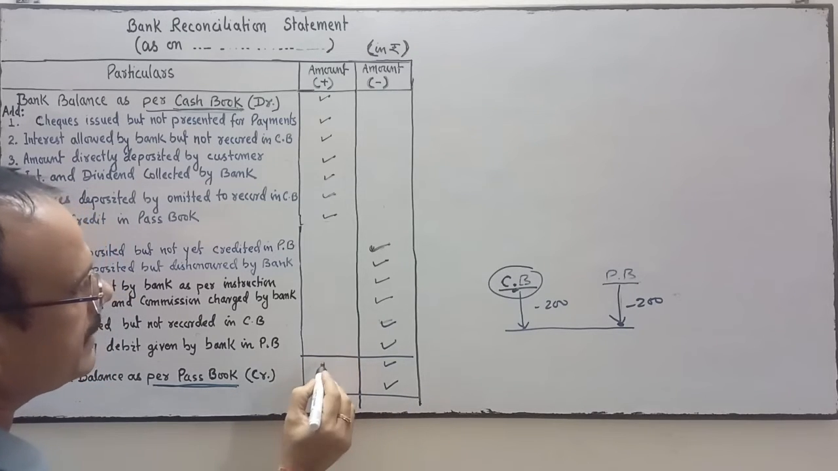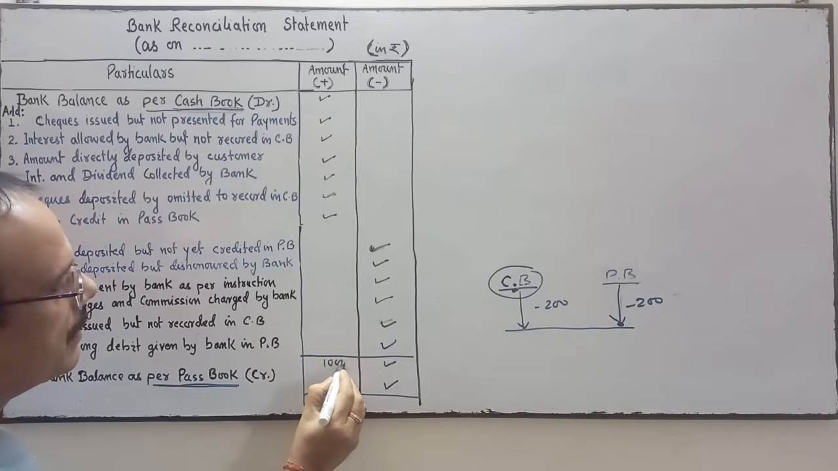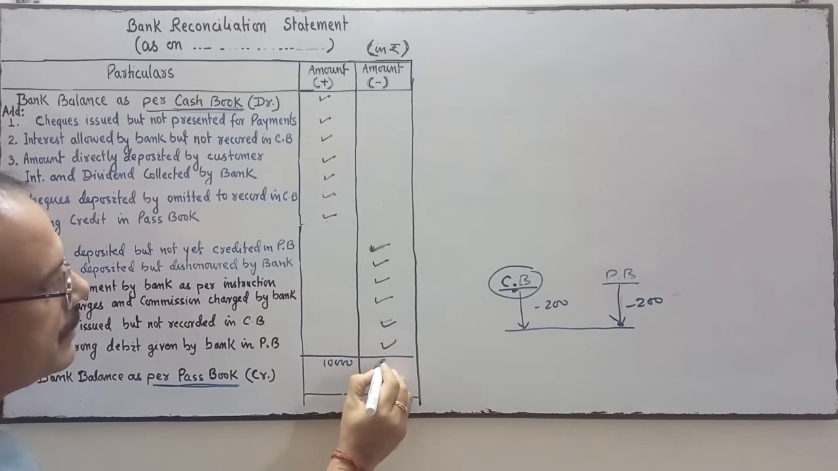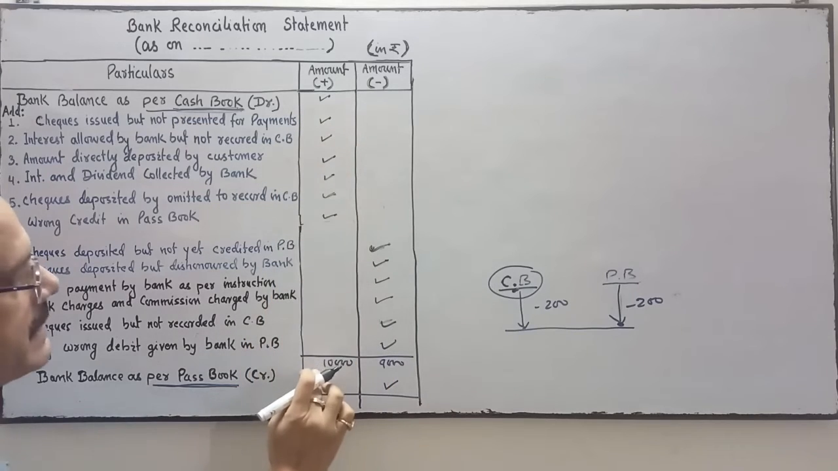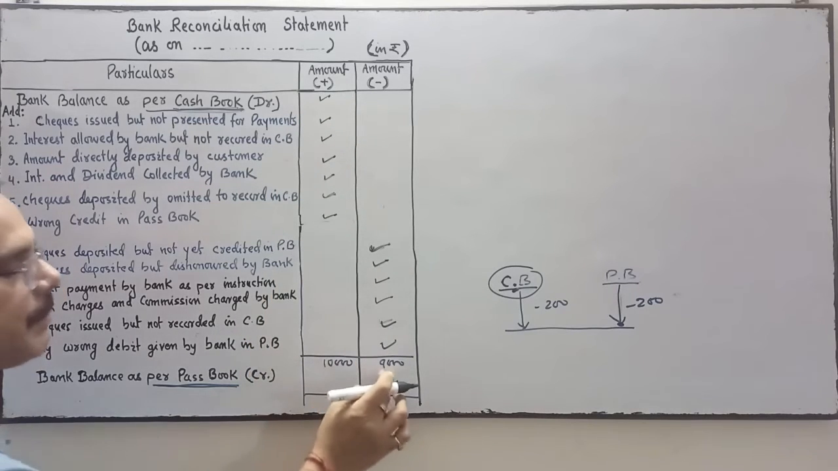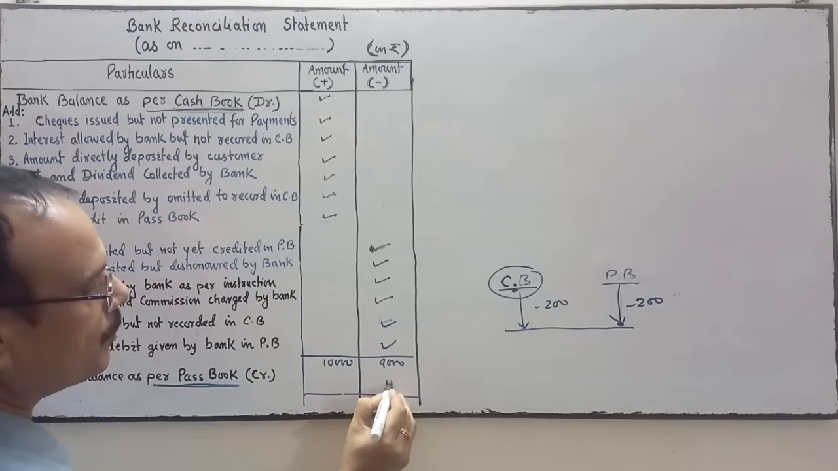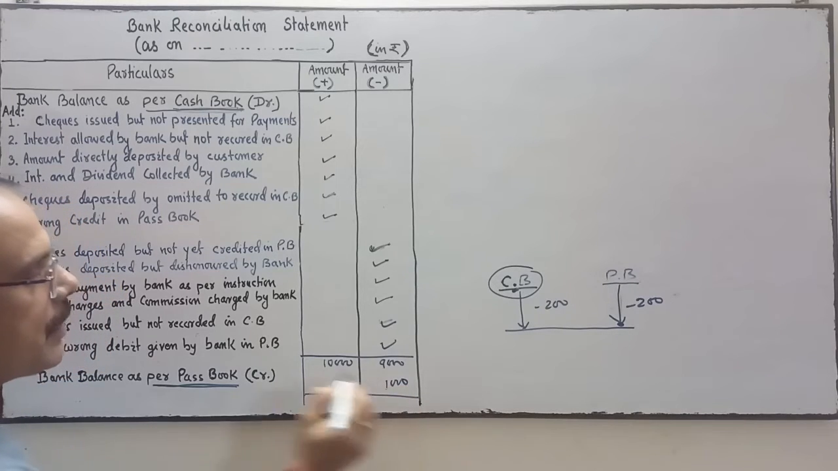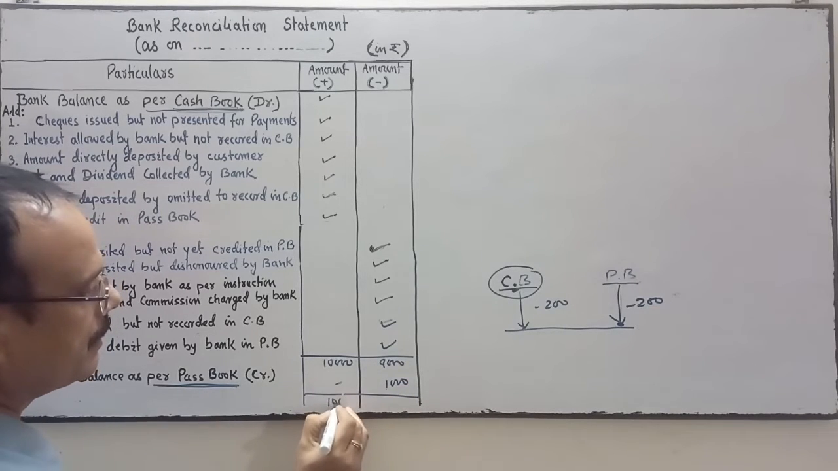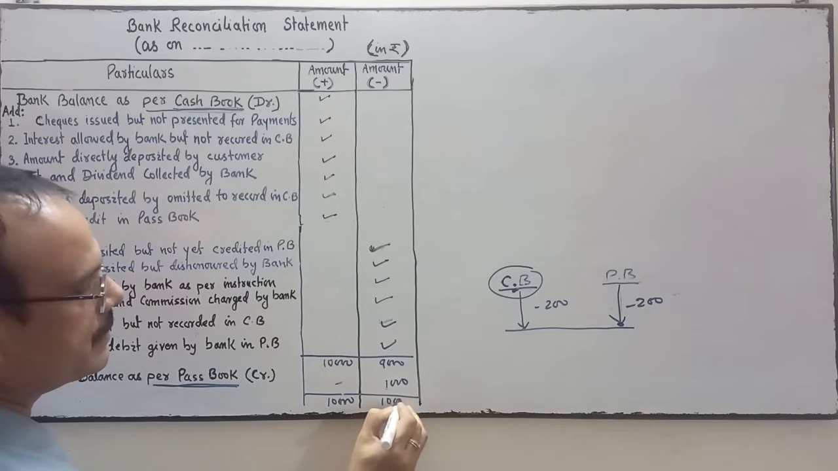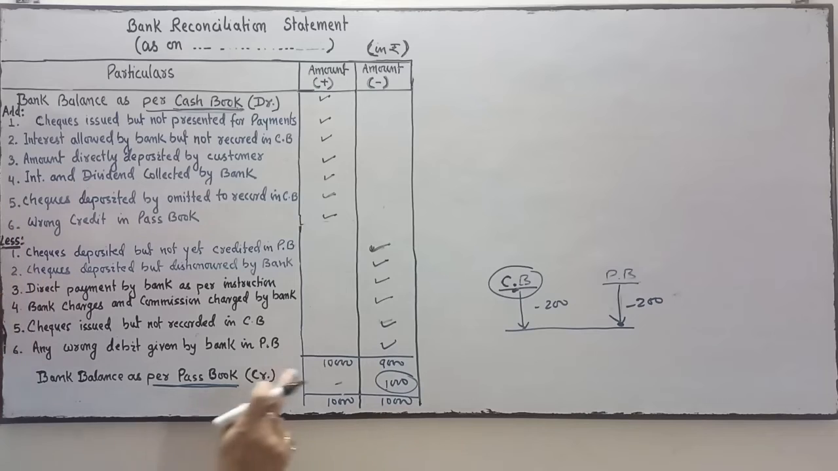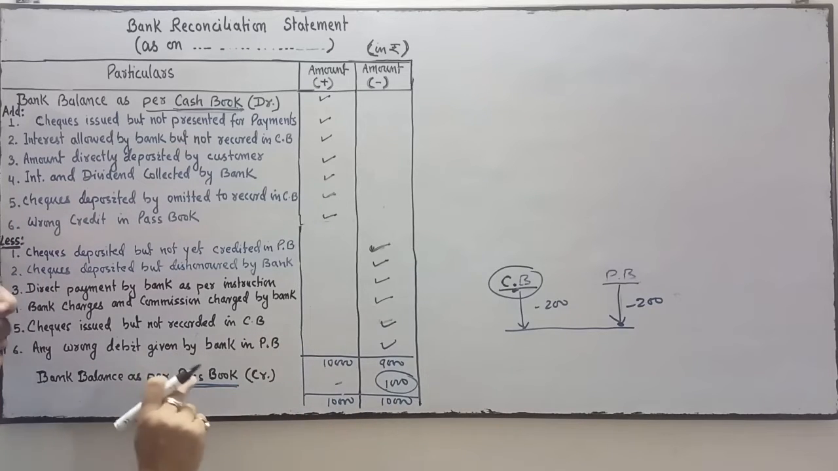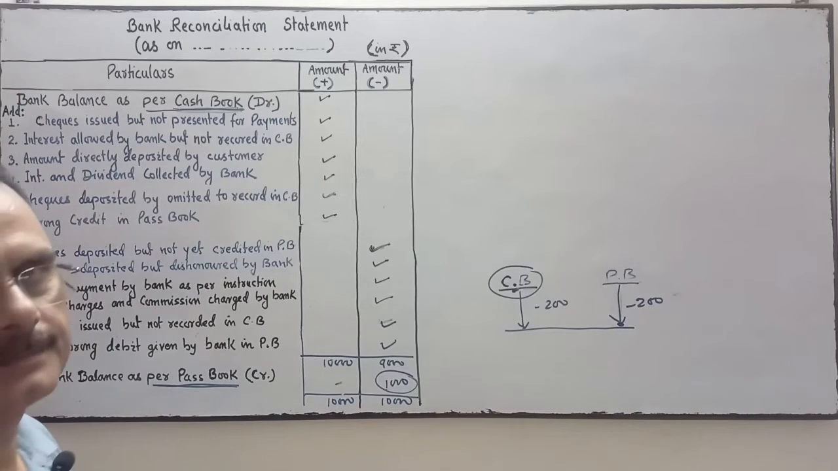Suppose this side total is 10,000 and this side total is 9,000. It means plus is more than minus. So the difference is 1,000, and both sides total 10,000. This difference figure shows plus is more than minus, so it's a favorable balance. Passbook favorable balance is credit.